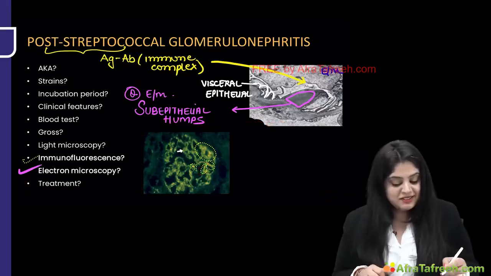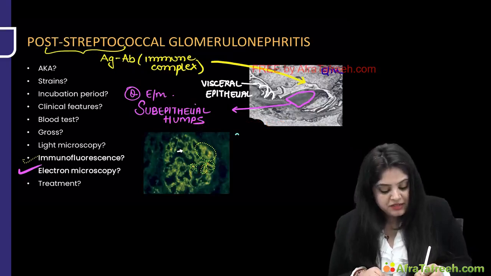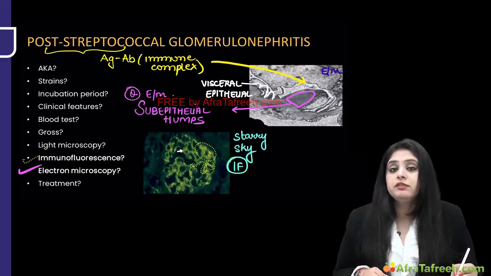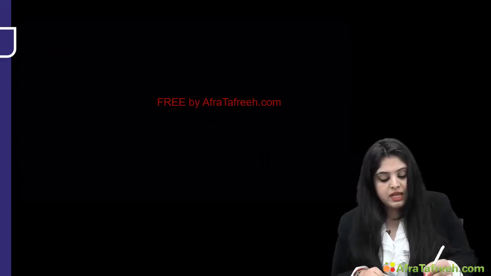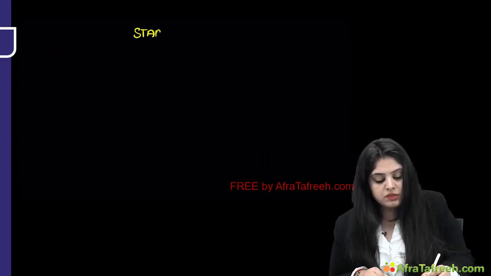Starry sky. That is the very, very famous starry sky appearance. Please remember, starry sky on immunofluorescence for PSGN. Super important, because all of you shall tell me, where else do you see, or what are the two starry skies that you have to know in pathology?